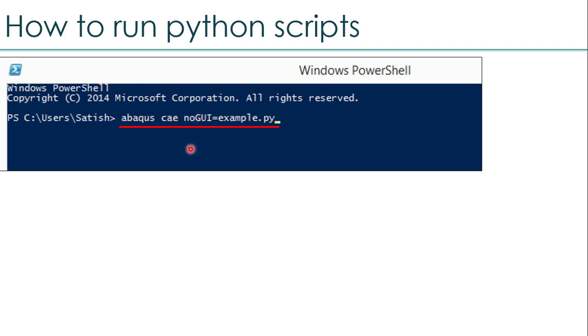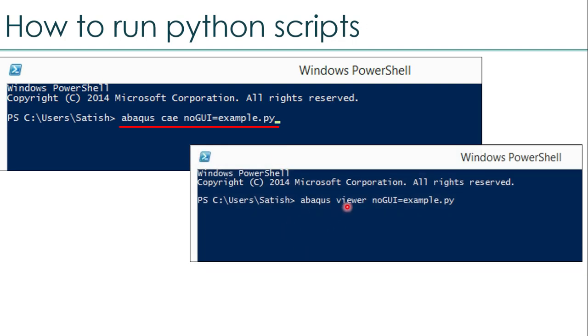In the previous slide you have seen the Abaqus CAE GUI, right? It will not open that, and it will just run this script. This example.py script is in this work directory, which is why I have just specified the name here. But if you want to use a script which is not in this directory, you have to specify the full path here. That's just a point to take care of.